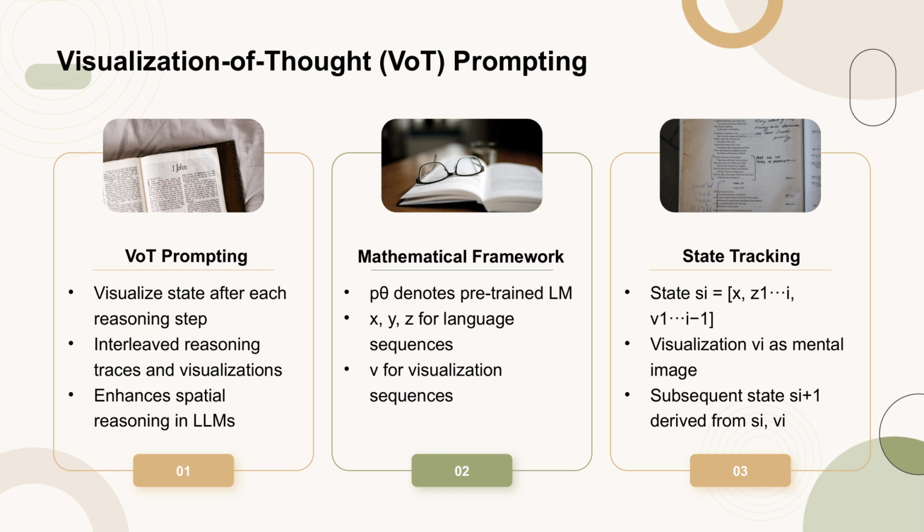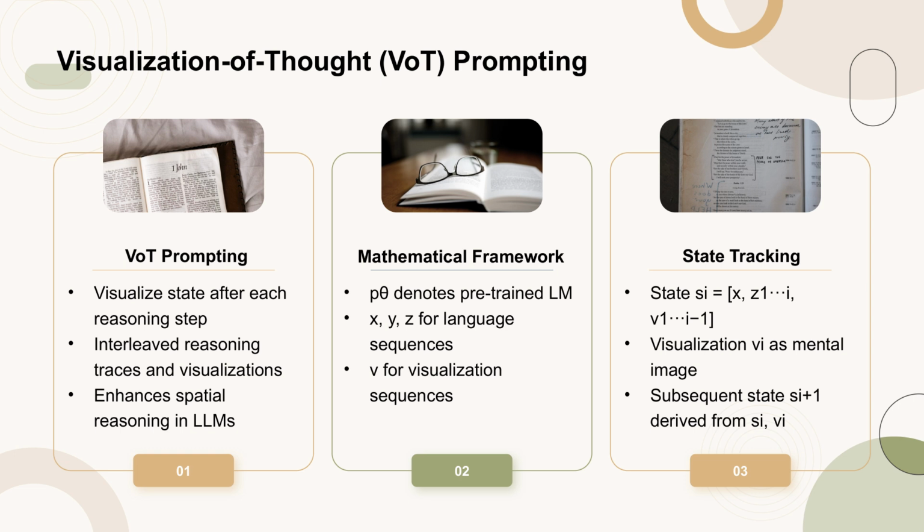Visualization of thought, VOT, prompting is introduced to enhance the spatial reasoning capabilities of large language models, LLMs. This method involves visualizing the state after each reasoning step, generating interleaved reasoning traces and visualizations. The mathematical framework uses p_theta to denote a pre-trained language model with parameters theta, where x, y, and z represent language sequences, and v represents visualization sequences in text form.